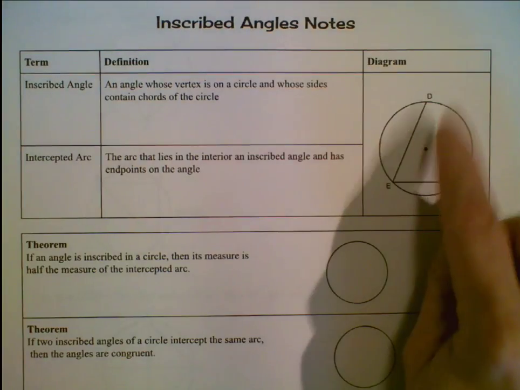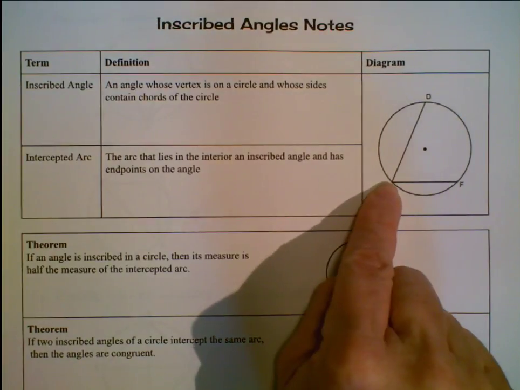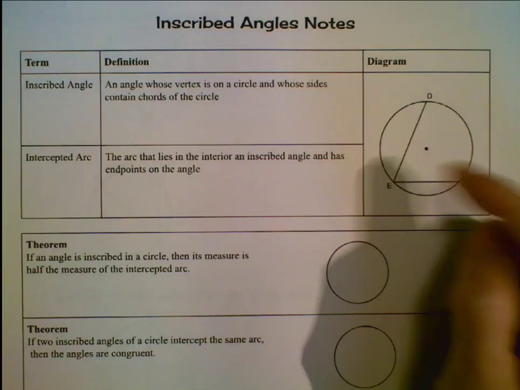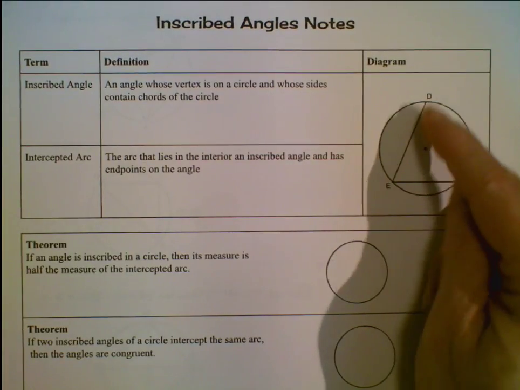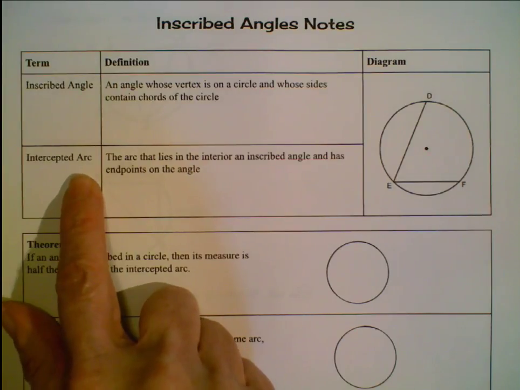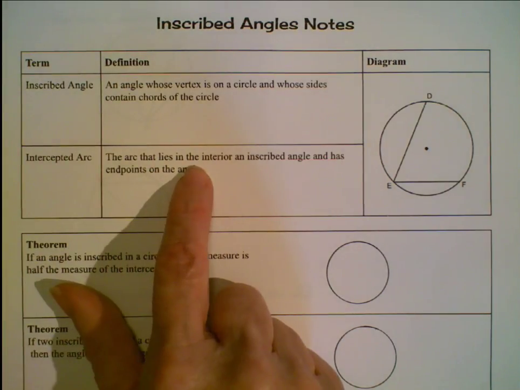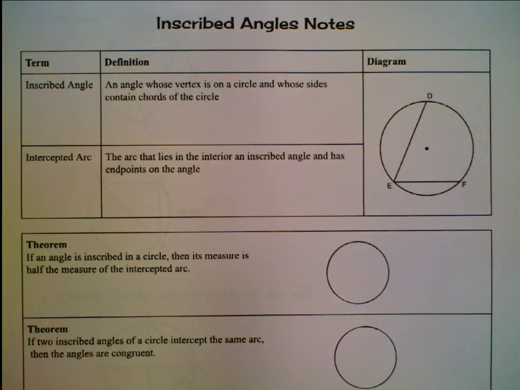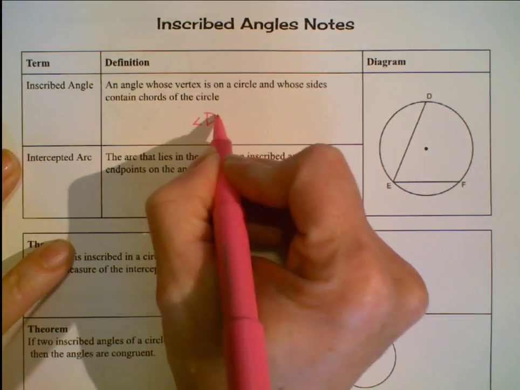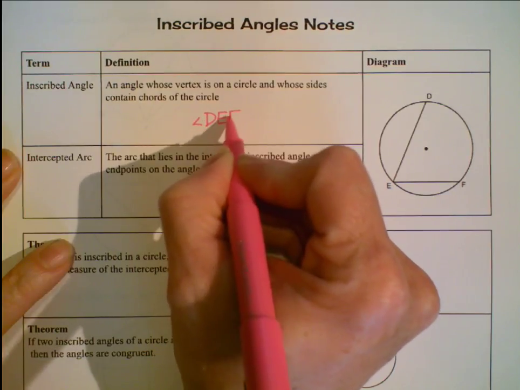And we can see in this case that we have an angle whose vertex is on the circle and the sides of the angle are two chords. Remember, a chord is a segment that connects 2 points on the circle. An intercepted arc is the arc that lies in the interior of an inscribed angle and has endpoints on the angle. So in this case, we've mentioned that our inscribed angle is angle DEF. So this is angle DEF.